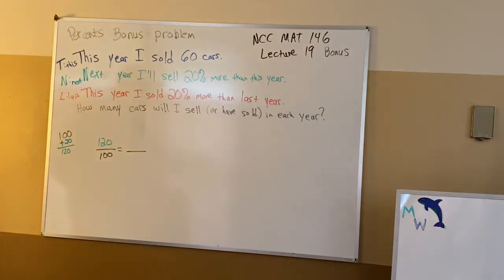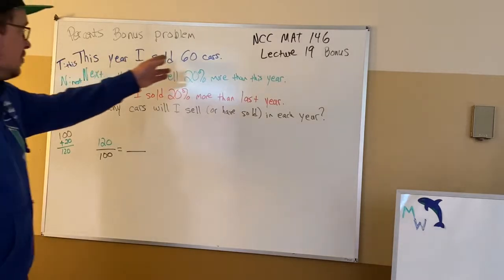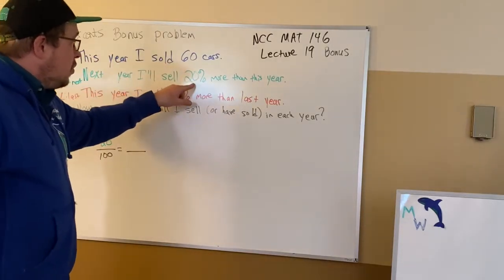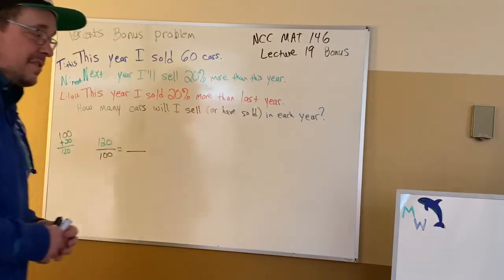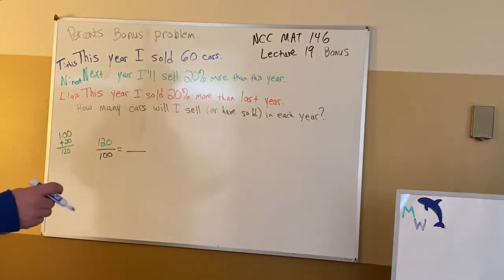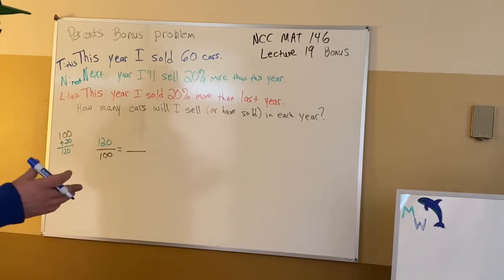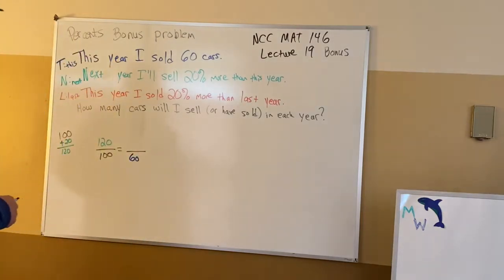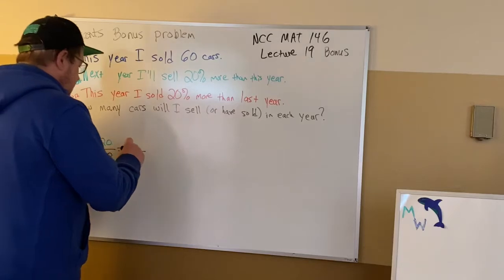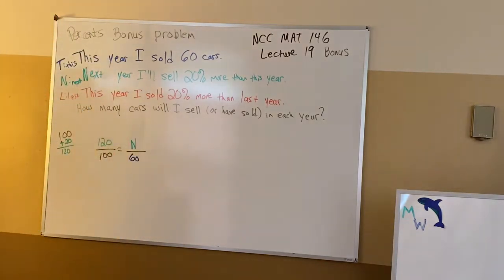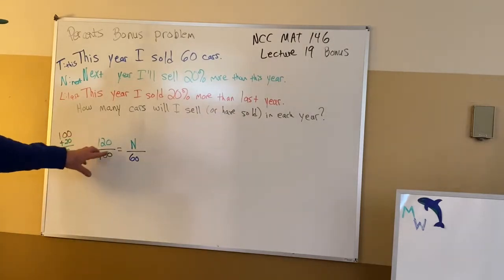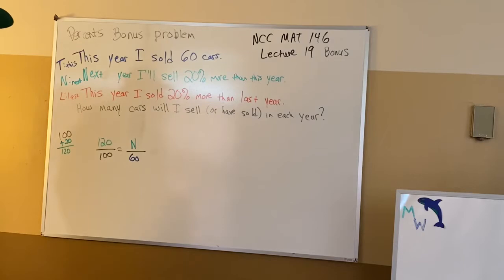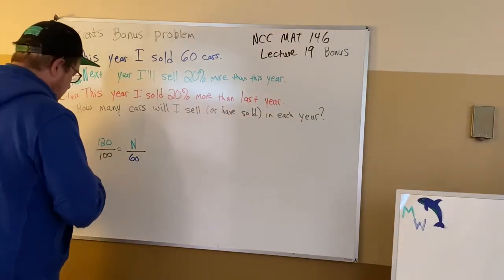Now, is would be the standard of what I'm working with. This year I sold 60 cars, and next year I'll sell 20% more than this year. So the standard that I've established there is 60, but 60 is this year. Now, is this year 100% or is this year 120%? Turns out this year is 100%, so I'm gonna put my 60 right there. And I don't know next year yet. I'll go ahead and solve this. So 120% went in play, 60 went to work here, and I went after to see what's going on.